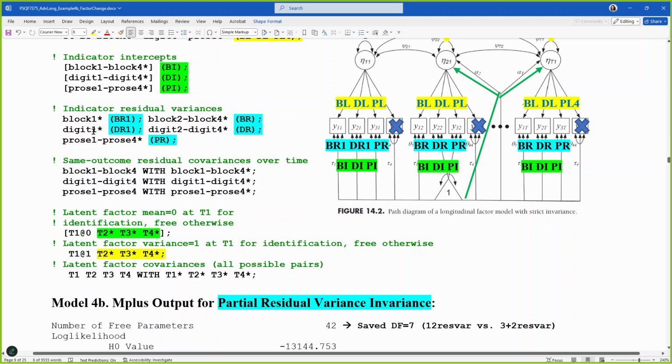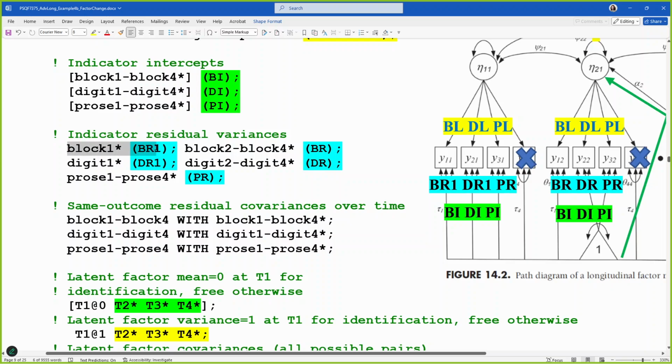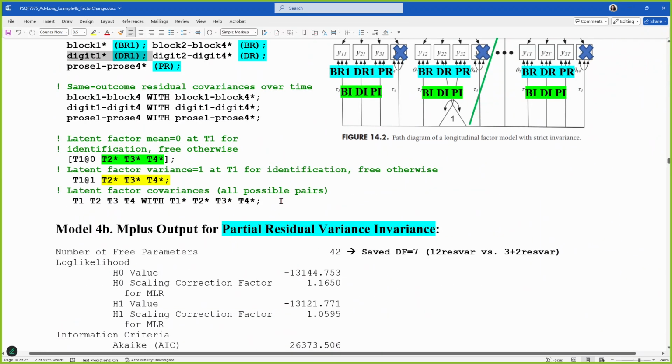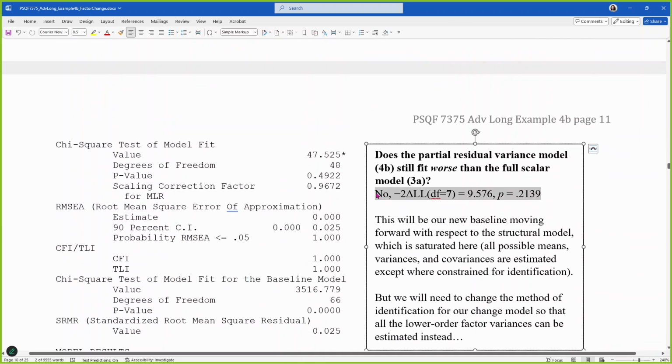So then I introduced what is known as partial invariance. So I'm allowing the block design residual variance to differ at the first occasion, allowing the digit symbol one to differ as well, but then the others are still constrained. So you can have sort of hybrid models like these as needed. Survey says, now it's not worse than scalar, hooray.